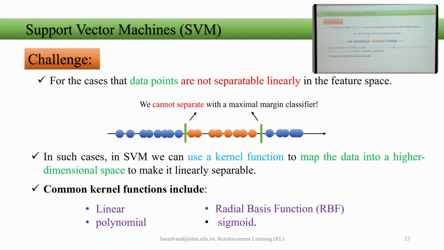Now let's see how we can do that. We want to define some kernel function to increase the dimension. In the next slide we will see exactly how to separate this. In order to do that, we want to define some kernel functions. These kernel functions are different, and we will discuss them. They can be linear, polynomial, radial basis function (RBF), or sigmoid. These are four very commonly important kernel functions that we can use for SVM in order to solve this problem.